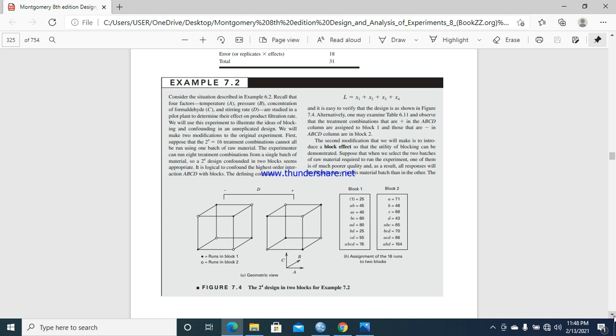If we want to confound A, B, C, and D, then we take the values according to this. If we want to confound A, B, then we take the plus values of A in one block and the minus values in another block.